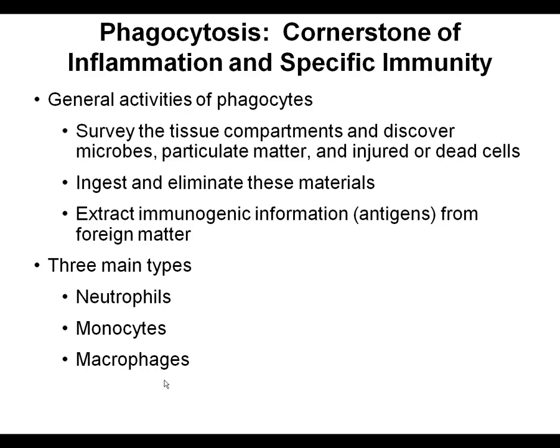You're going to have some immunogenic information that can be taken in by these macrophages through the process of phagocytosis, and then they can present that immunological information on their surface and initiate another immune response. These things that they are presenting or extracting are what we call antigens. There are three main types of phagocytic cells: your neutrophils, your monocytes, and your macrophages.